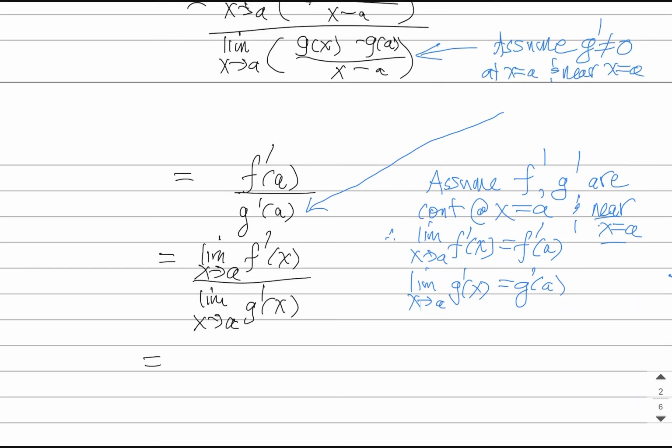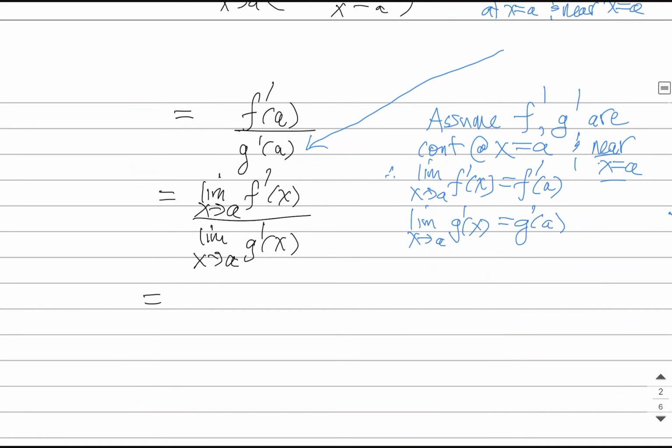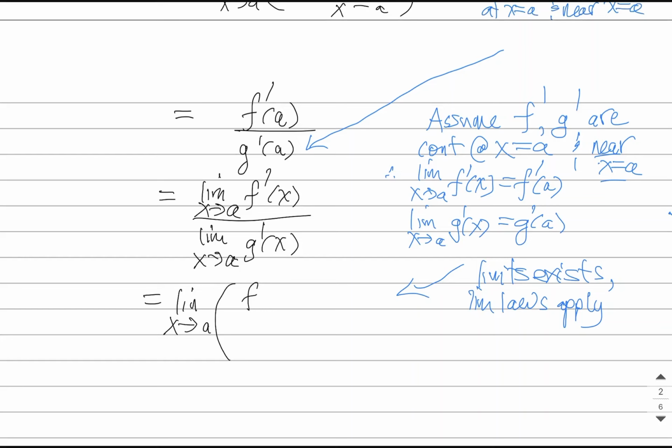We can take this, and because the functions are differentiable and continuous near x equals a, all the limits will apply, all the limits exist. We've assumed that the denominators aren't 0, so all the limit laws can still apply. And what that means is if I have the limit of some stuff upstairs divided by the limit of some stuff downstairs, I can combine them into a single limit. And at the end of the day, here's what I get. Again, this is what's called L'Hopital's rule.